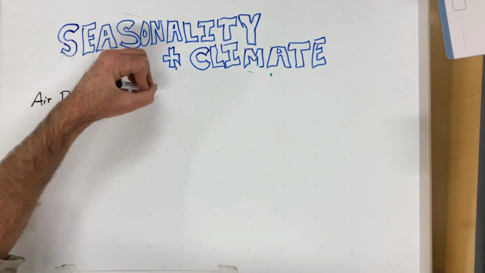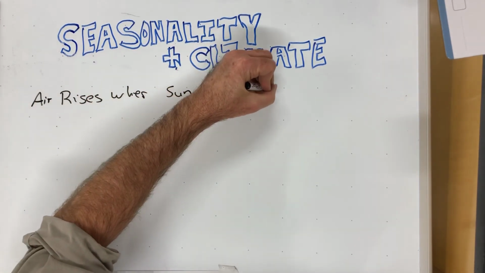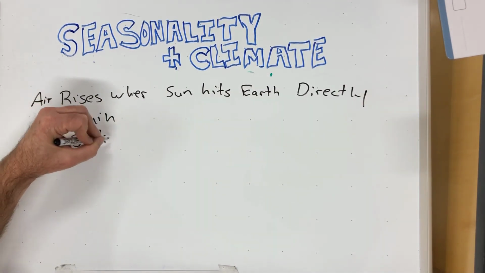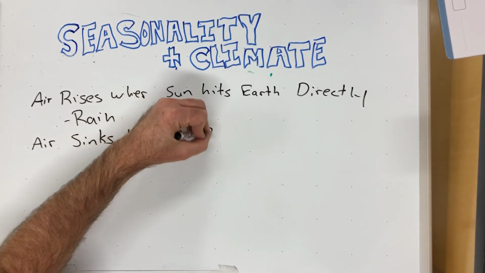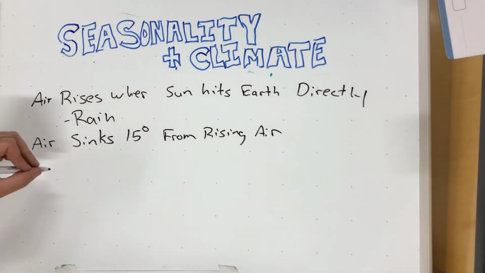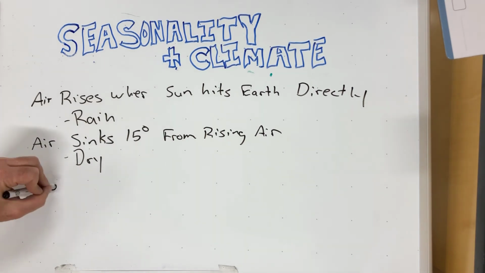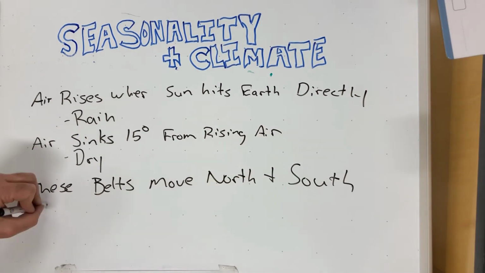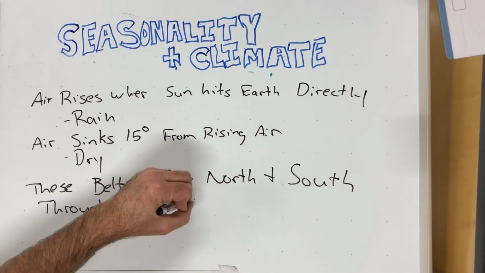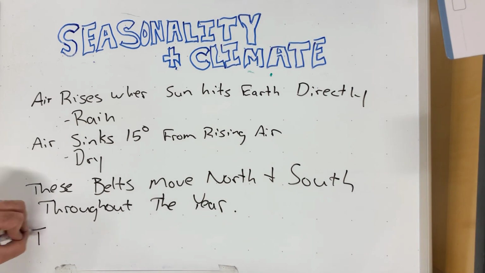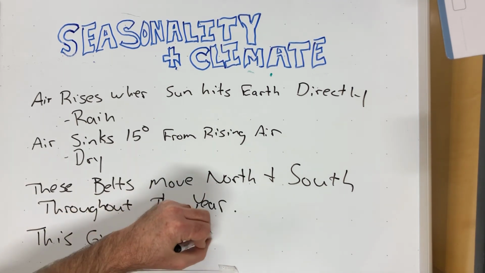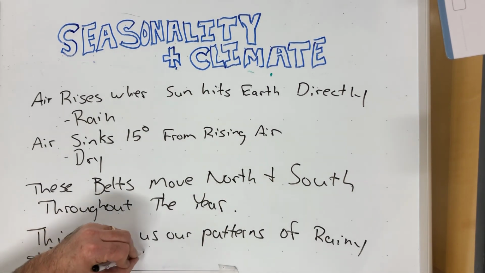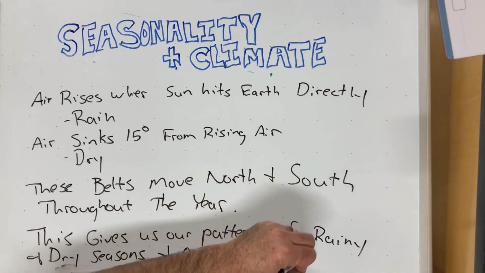So if we review and sum this up, air rises where Earth is heated the most, and where air rises, we get lots of rain. About 15 to 20 or 30 degrees away from where the air rises, the air tends to sink back to the Earth, and this creates very dry conditions and deserts. These belts of rising and sinking air move north and south as the seasons change and as the sunlight hits the Earth directly at different latitudes. This gives us seasonal climates such as savanna, while maintaining areas like rainforest all year long.